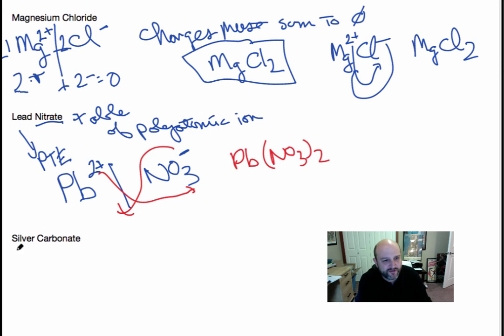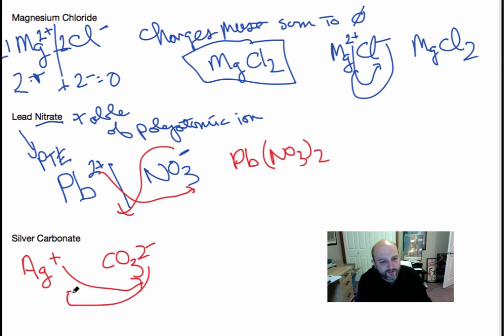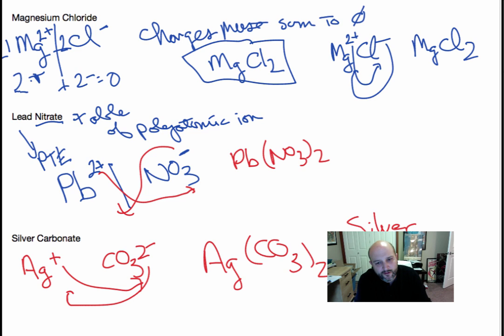Silver carbonate goes a very similar way. Silver just has the 1 charge on it. It's silver plus, and carbonate is CO3 2-. So we crisscross applesauce it here, and we have Ag2CO3 as the formula for silver carbonate.